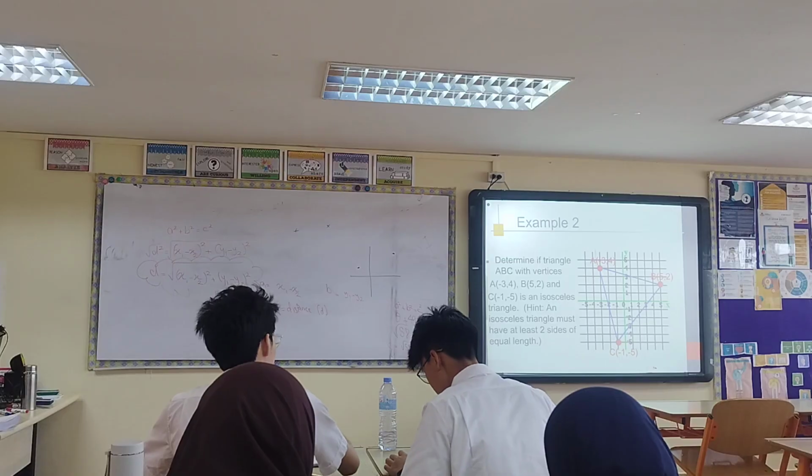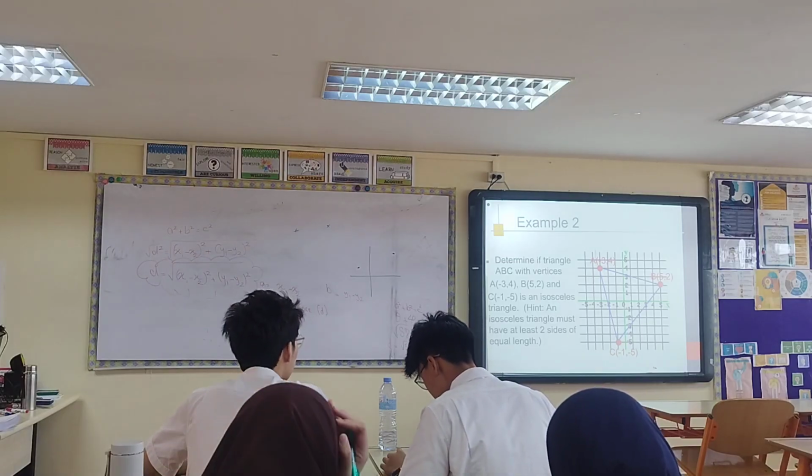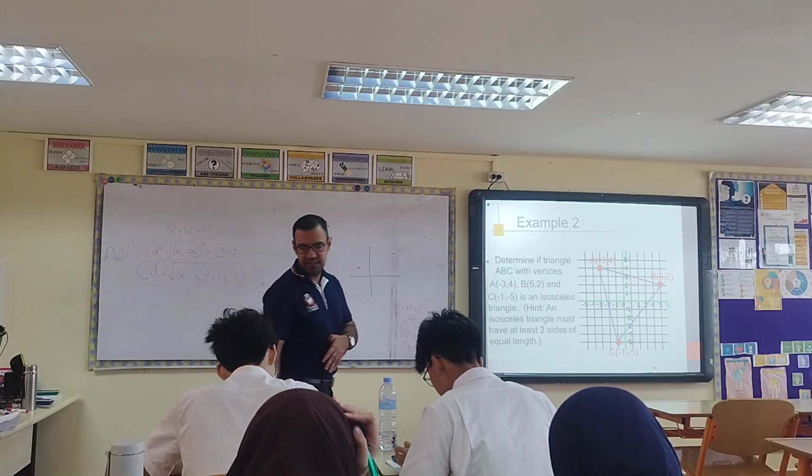Then I'll check B and C, for example. And then I'll see, are they equal or not? If they're equal, then okay, those two sides are equal, and then it's isosceles.